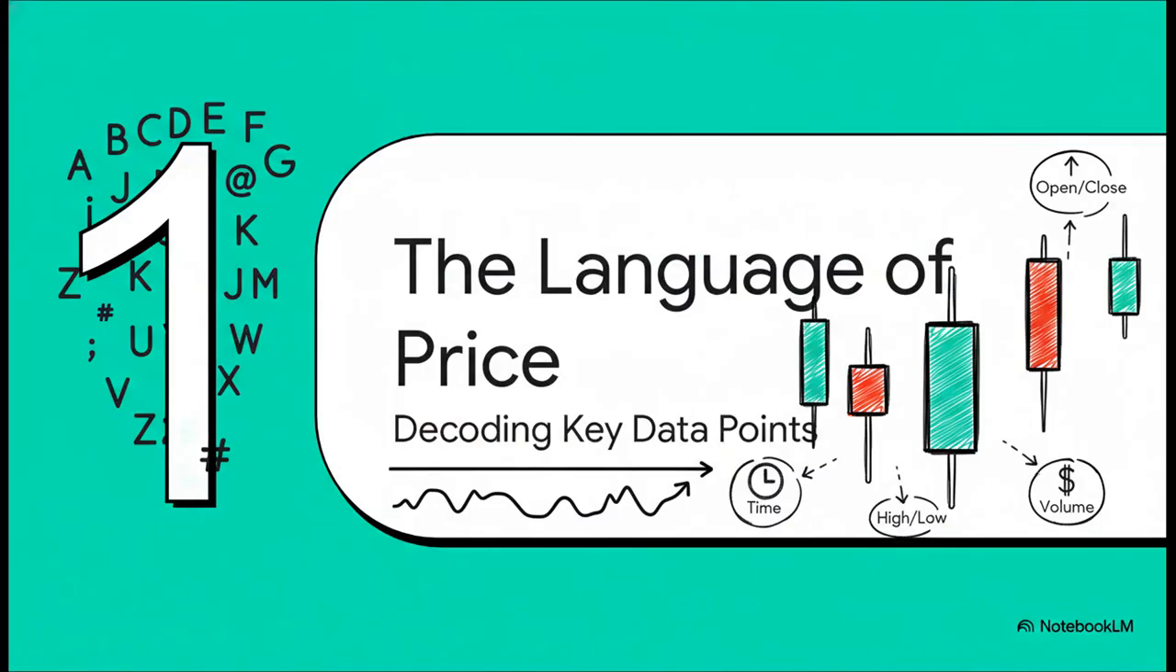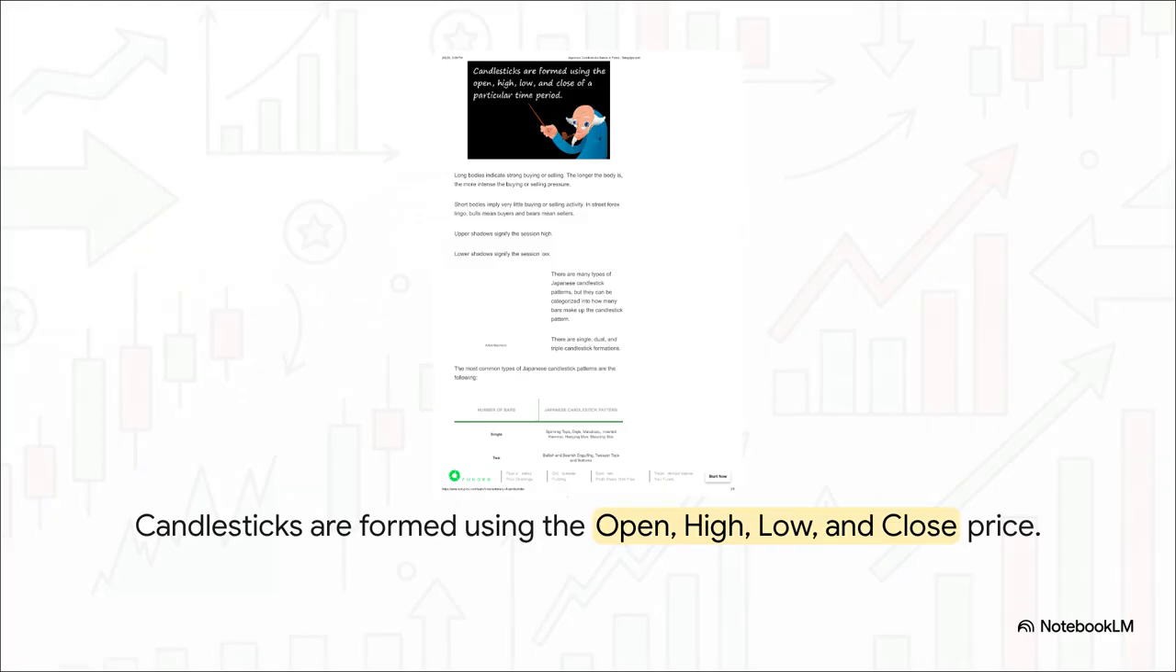You know, every language, whether it's English or Python, has its own alphabet. And the language of price is no different. So to read the market story, we first have to get a handle on the 4 key letters that make up every single candlestick. And here they are. It's kind of wild to think that every single one of these candlesticks, whether it represents a minute, a day, or a week, is built from just 4 pieces of data: the open, the high, the low, and the close. That's it. These 4 points are the bedrock of everything else we're going to talk about.